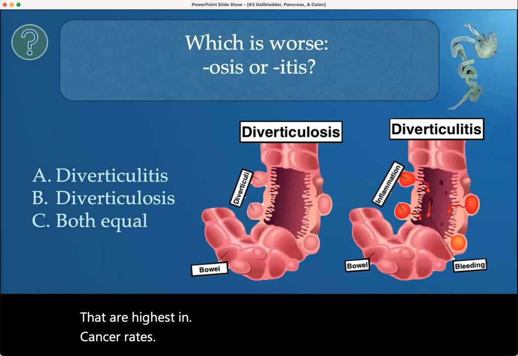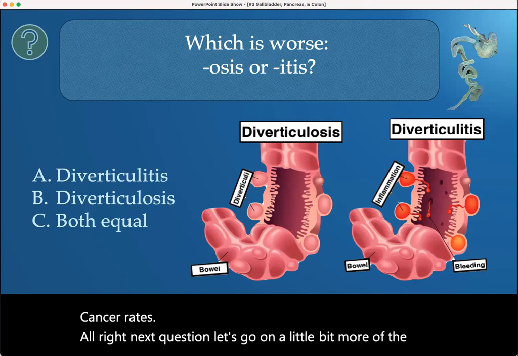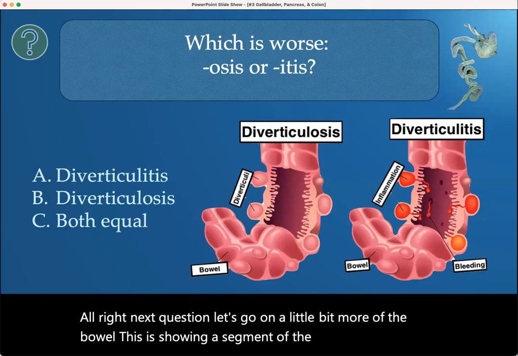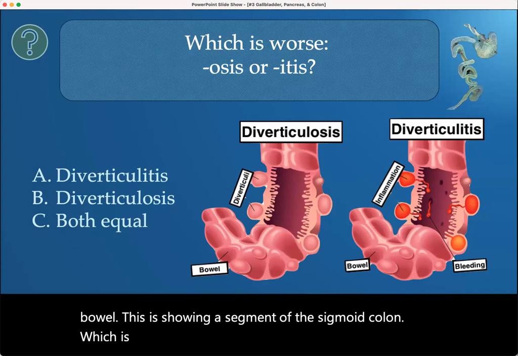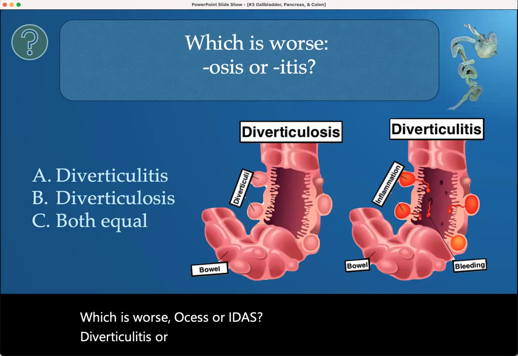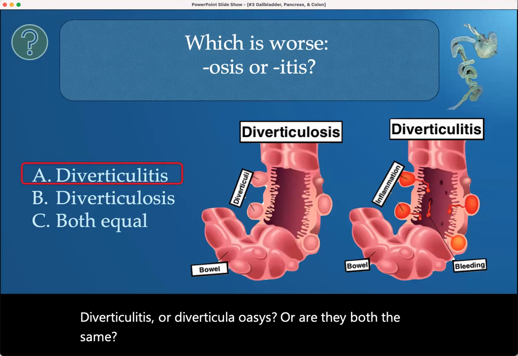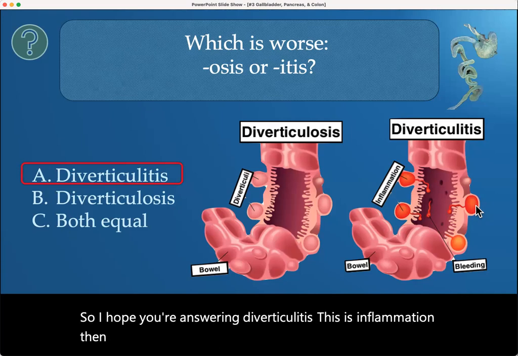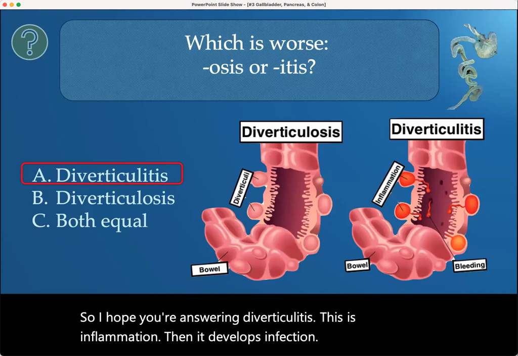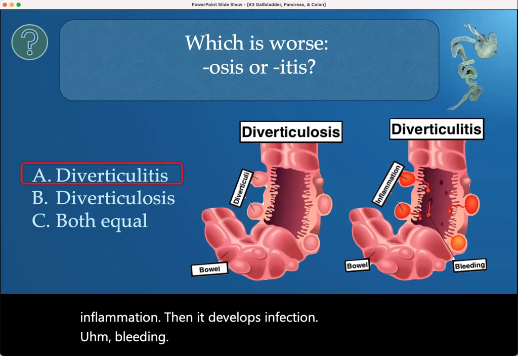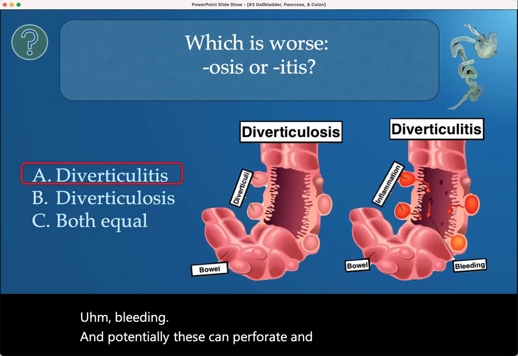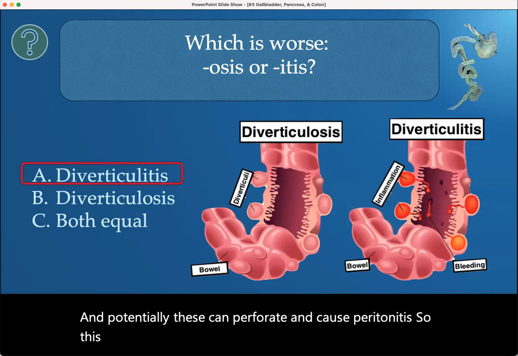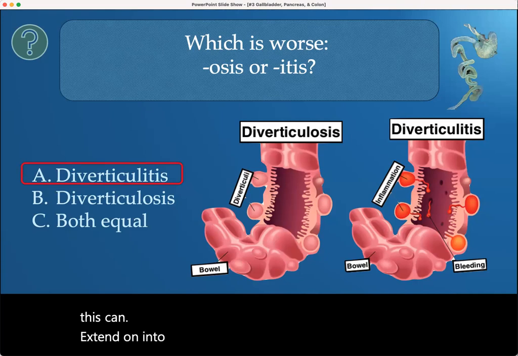All right, next question. Let's go on a little bit more of the bowel. This is showing a segment of the sigmoid colon. Which is worse, osis or itis? Diverticulitis or diverticulosis, or are they both the same? So I hope you're answering diverticulitis. This is inflammation, then it develops infection, bleeding, and potentially these can perforate and cause peritonitis. So this can extend on into the peritoneal cavity.